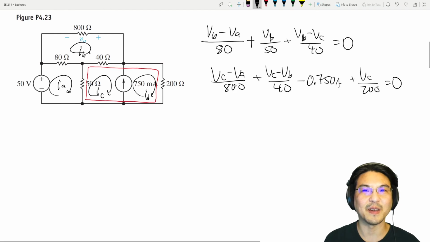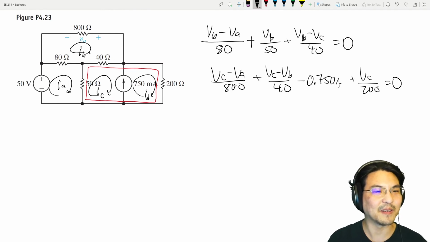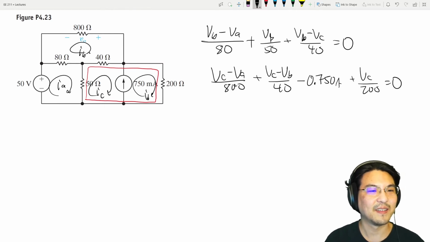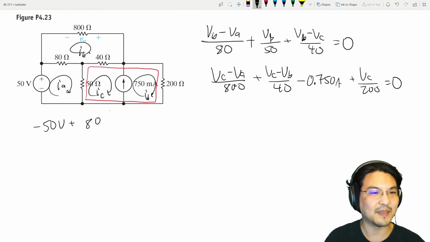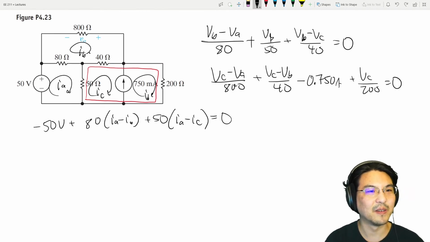Okay, so then you would write 3 mesh equations. So let's see if we do it quick. For mesh A, let me start right here, going clockwise. Negative 50 plus, I'm over here now, 80 times IA minus IB, I'm over here, plus 50 times IA minus IC equals 0.